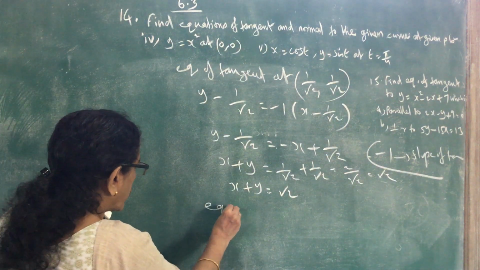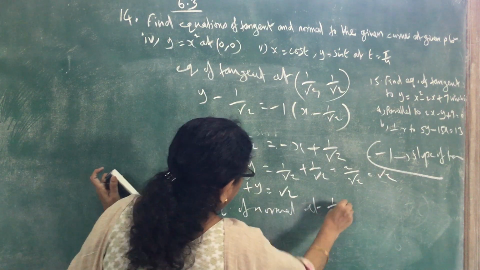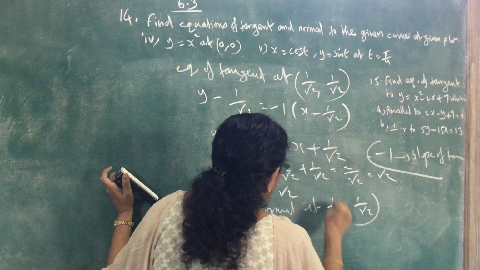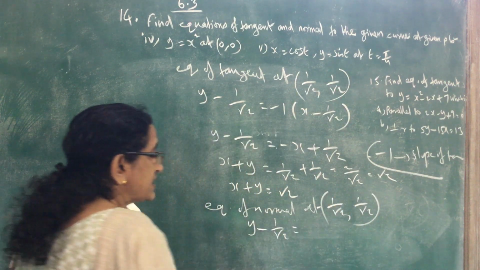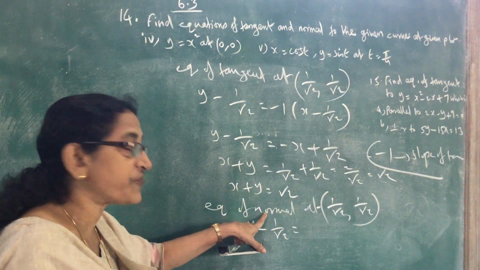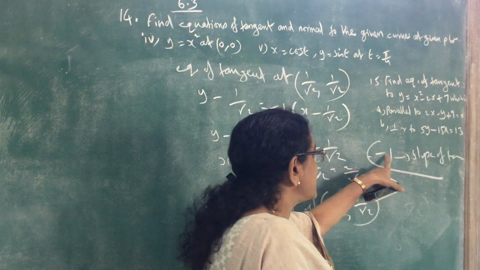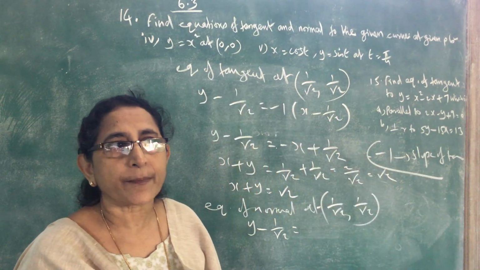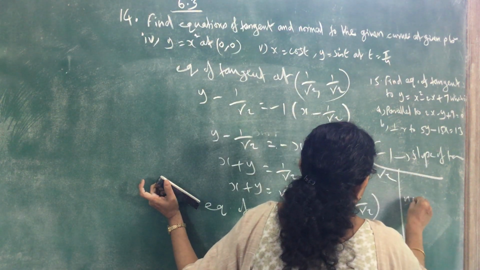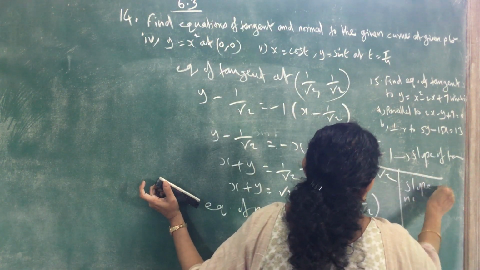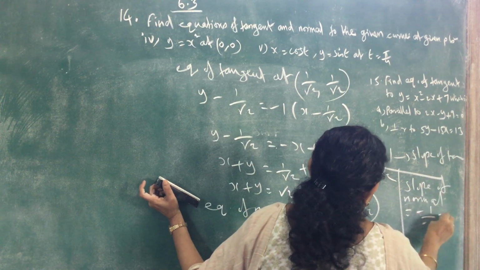Now the equation of normal at 1 by root 2 comma 1 by root 2 is y minus y1, 1 by root 2, equals the slope of the normal times x minus x1. When we find the equation of normal, we need the slope of the normal. This is the slope of the tangent, minus 1. So what is the slope of the normal? Minus 1 by minus 1, that is 1.